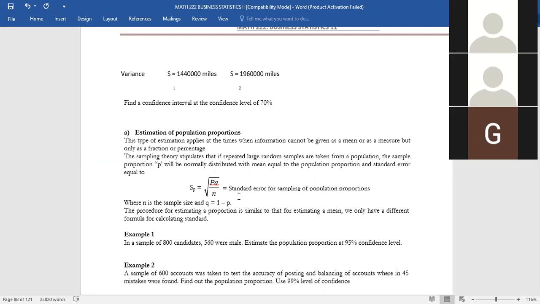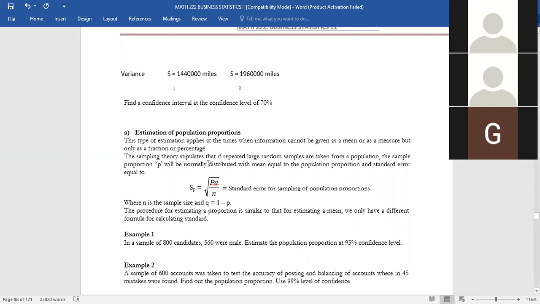So this type of estimation applies when the information cannot be given as a mean or as a measure, but only as a fraction or as a percentage. When the estimation can only be quantified as a fraction or a percentage and not a whole number, the sampling theory stipulates that if repeated large random samples are taken from a population, the sample proportion, P, will be normally distributed with mean equal to the population proportion and standard error equal to this.